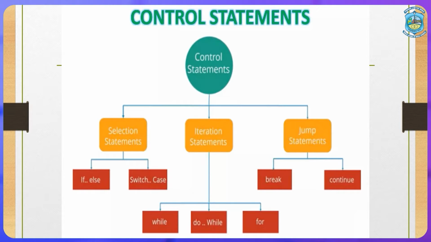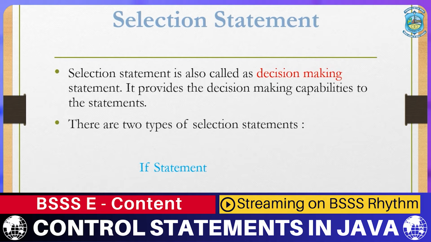Iteration statements are again divided into three parts: while loop, do while loop and for loop. Iteration statements are also called looping or loop statements. Then we have jump statements, break and continue. We have return statements also, which are supported by Java. First, let us start with the selection statement.